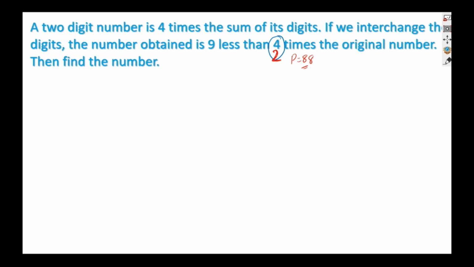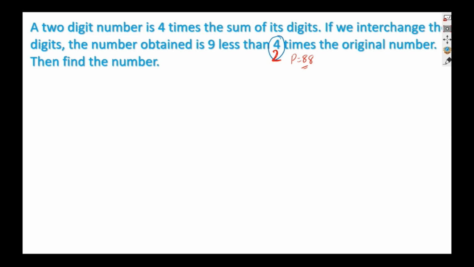Okay, let us get into forming an equation. We have to think a little extra, or differently. It is given that a two-digit number is 4 times the sum of its digits. So that is the first condition. So we need to think about the two-digit number first.